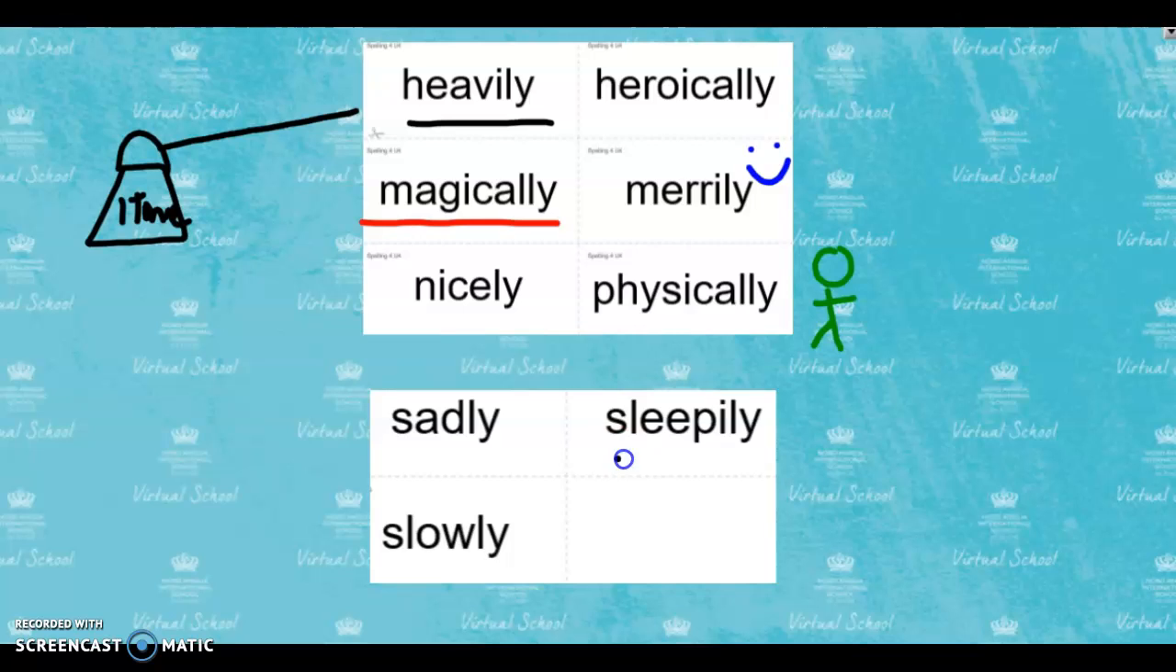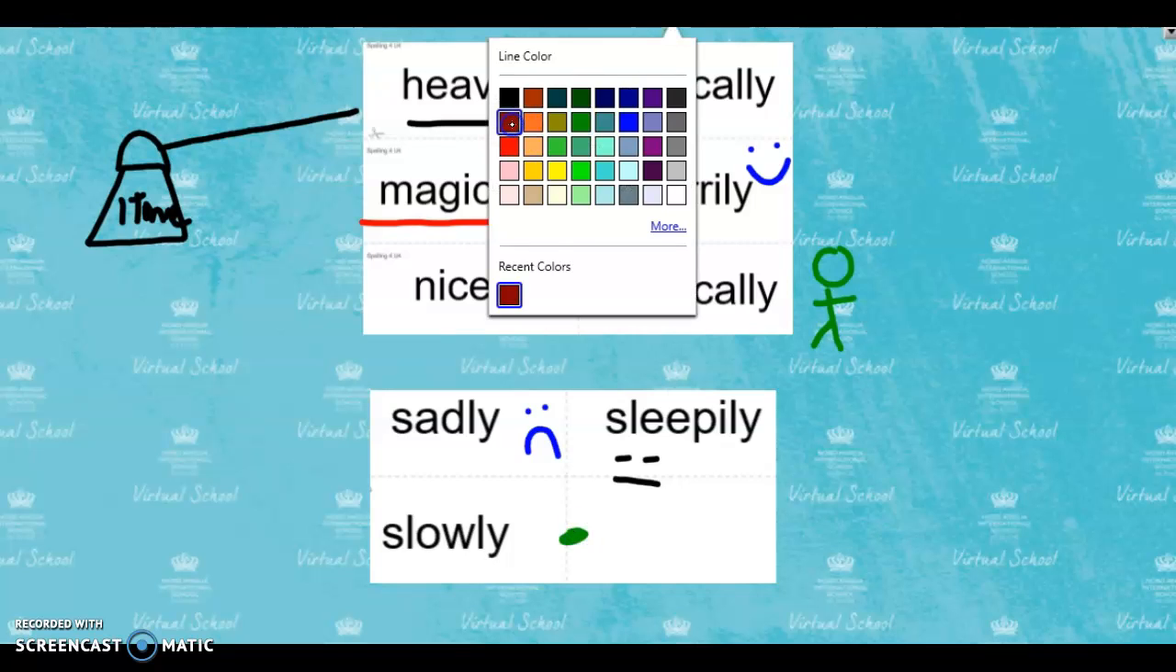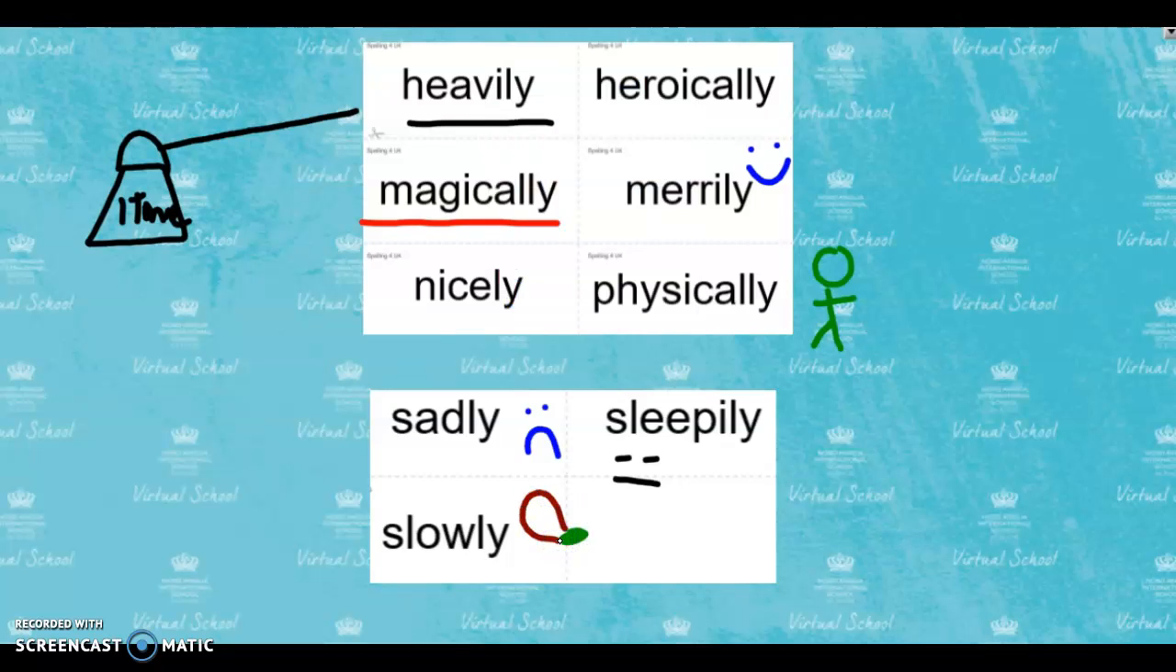Sleepily, as we've just talked about, you're sleeping. Sadly should be a fairly simple one you all know, and you definitely all know slowly. A good example of that would be something like a snail. Yes, that is a snail. Not bad, actually.